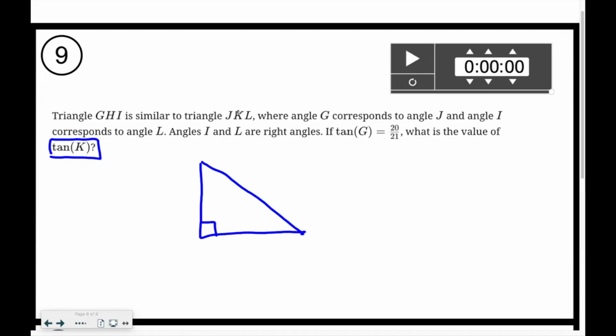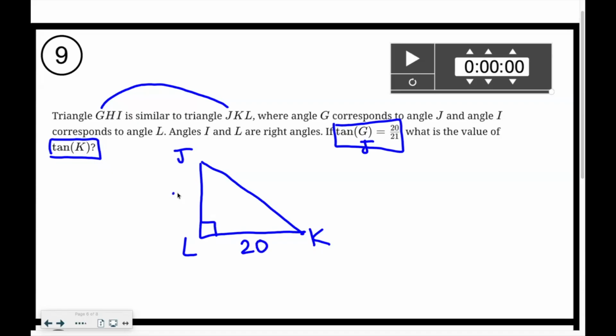So I just, again, got to make sure that I make L the right angle. So I don't know, do JKL. And then the given information is I just want to see that G goes with J, or they actually tell us. They don't have to tell us that. We could know just because they're both the first letter. So this is like the tan of J, and tangent is opposite over adjacent.